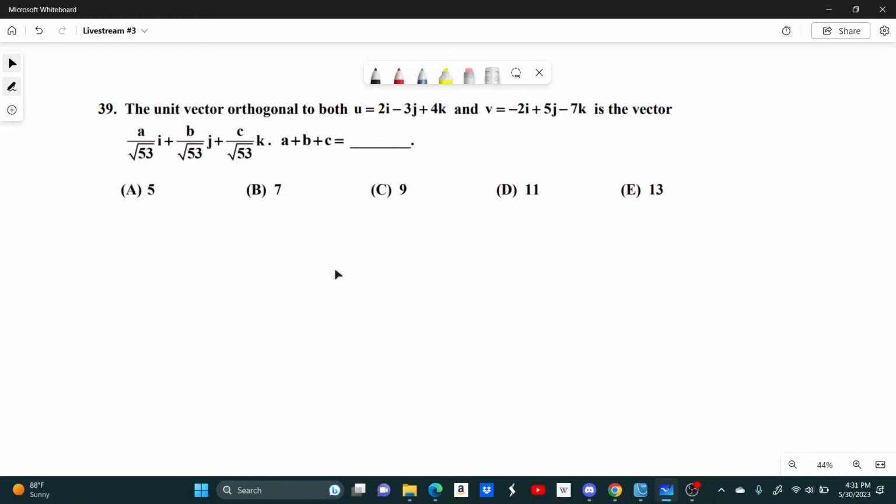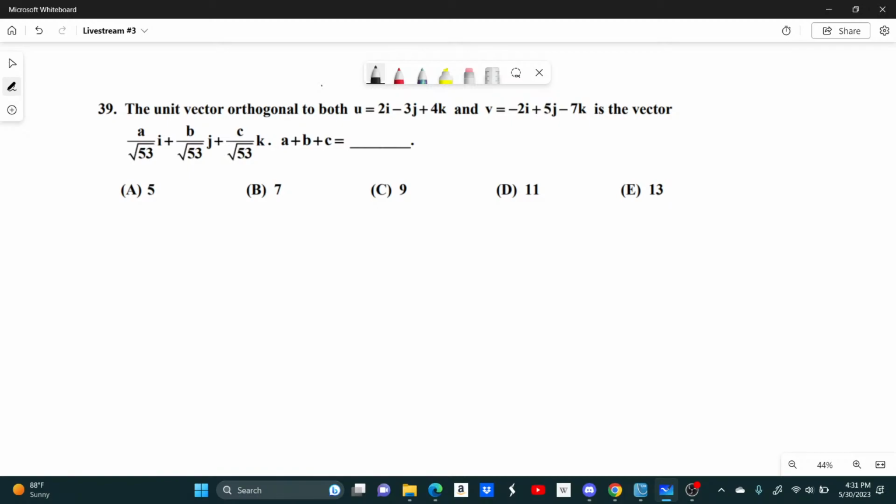Oh, I'm trying to remember how to do this. Oh, yes. Okay. So the unit vector orthogonal to both u equals 2i minus 3j plus 4k and v equals negative 2i plus 5j minus 7k is this vector: some i plus some j plus some k, right? And i, j, k are just like the x, y, and z directions, for those of you that aren't familiar with that. And we're looking to find a plus b plus c.